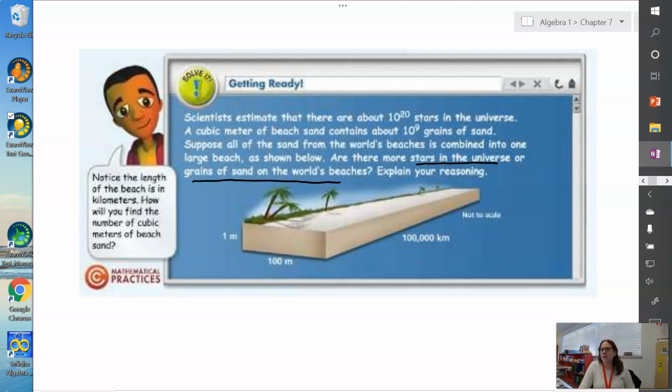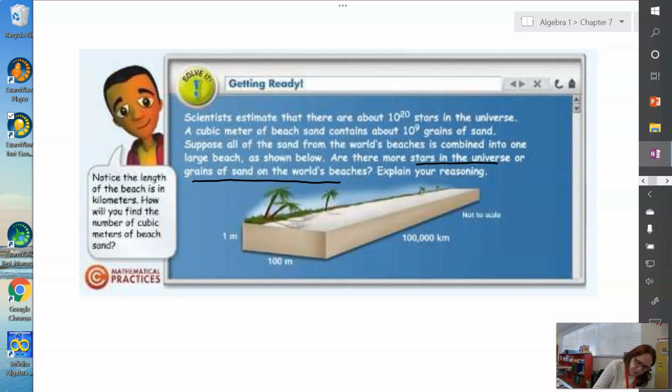So take a second and think about it. Do you think there's more stars or more grains of sand? Okay, so let's figure this out. It's given us this picture of the beaches, and we have 1 meter deep, 100 meters wide by 100,000 kilometers long.